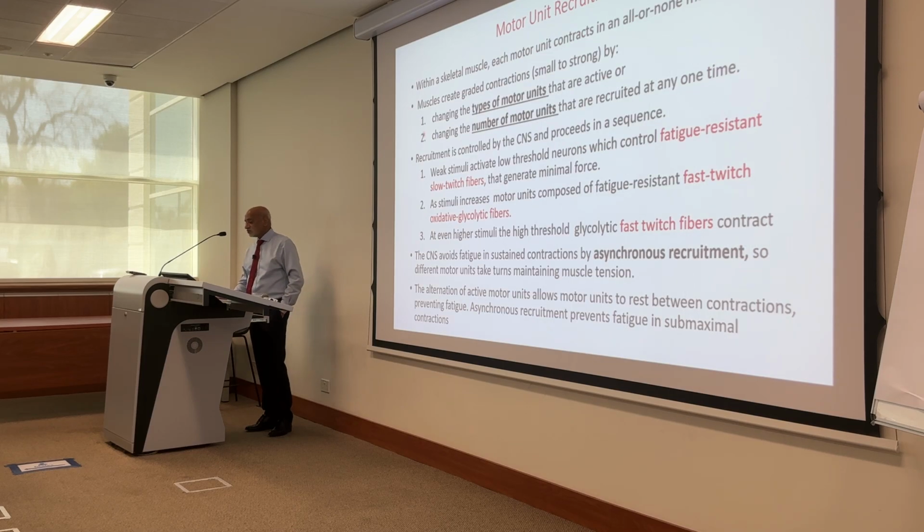How do you create this strong contraction at the end of the previous slide? You change the type of motor unit you're using at any one time, or you change the number of motor units. A type of motor unit would be the small one, the intermediate one, or the big one. The number of motor units is how many you are using in each contraction cycle. How does the central nervous system do that? By varying the frequency of stimulation.